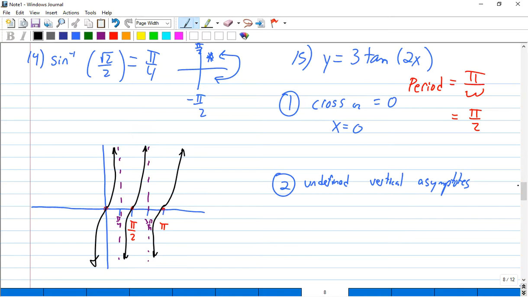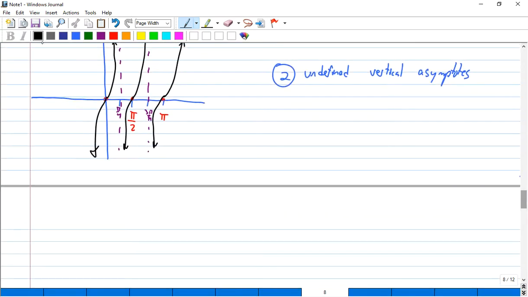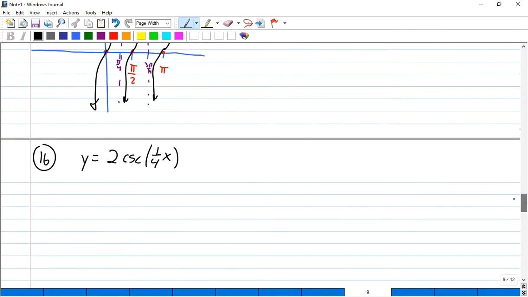All right, number 16. Says to graph y equals 2 cosecant of 1/4 x. Now, there's no phase shift still, so that's good. But to graph cosecant, you first have to graph its reciprocal sine. Okay? So, the amplitude does matter with this graph. So, the amplitude is the absolute value of 2, or 2.